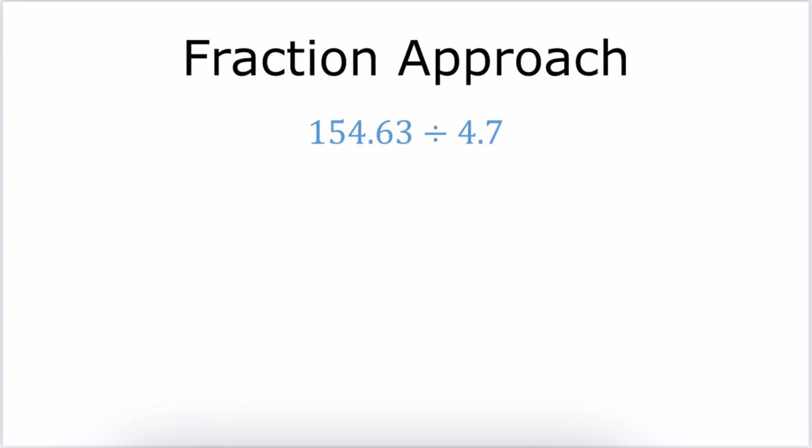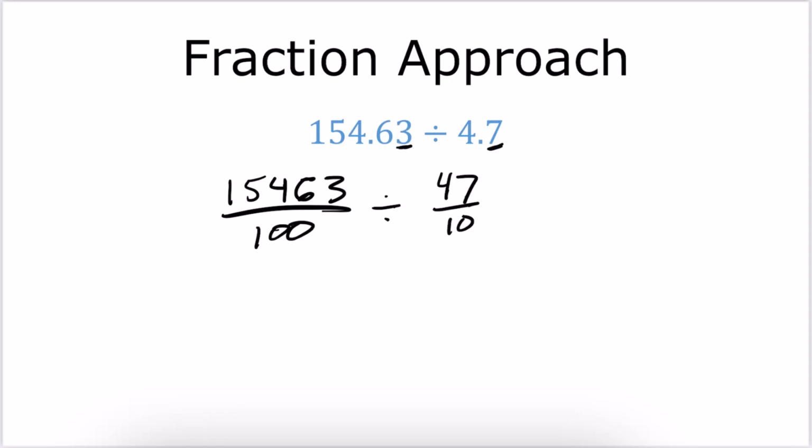So if I wanted to use the fraction approach, I could say, okay, well, the last place value is my hundredths place value, so I'm going to have 15463 over 100. And I'm dividing this by 47 over 10 because this place value is the tenths place value. And when I divide these fractions, I can divide straight across because 100 divided by 10 simplifies out to 10. So you can either divide straight across if it works out nicely, or you could also use the zigzag method. But in this case, it works nicely to divide straight across.